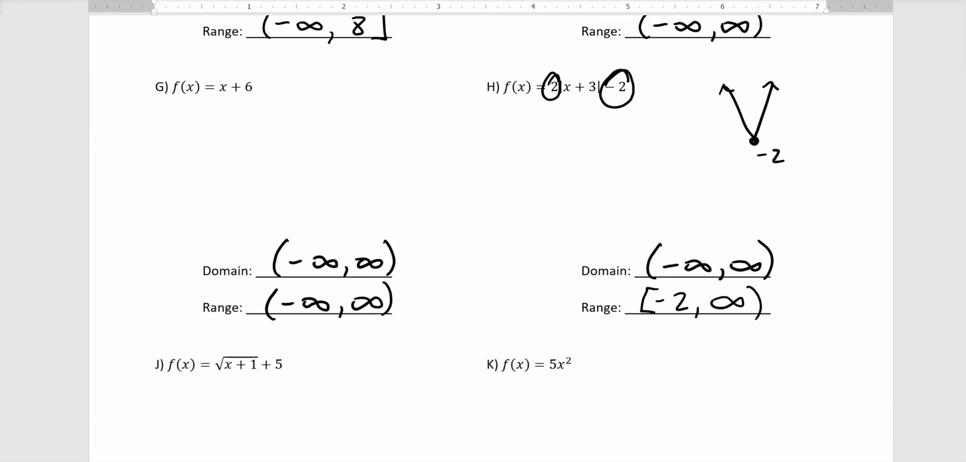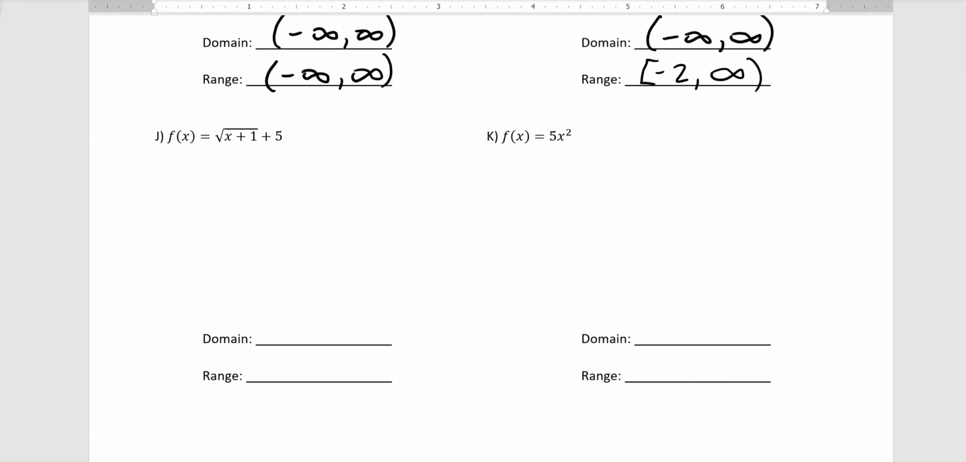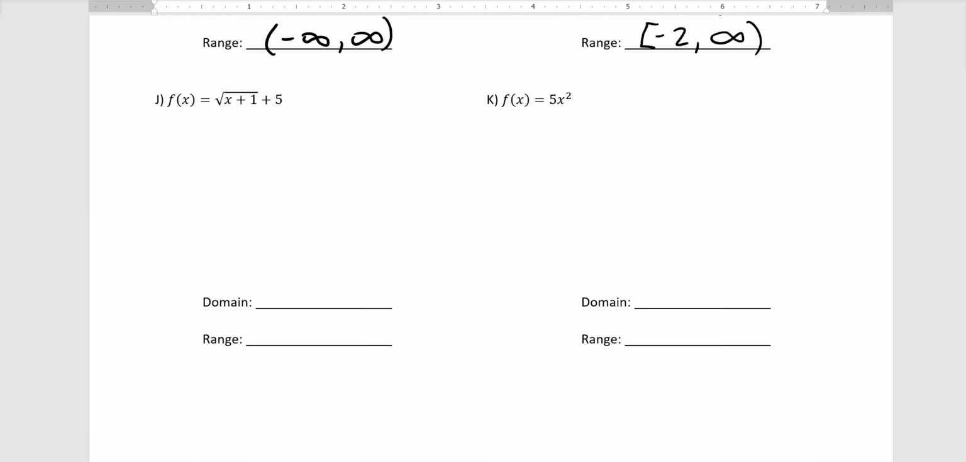All right, very nice. Looking at letter J, the square root of x plus 1 plus 5. Okay, so first of all, square root, by far what I would argue the hardest one, the most difficult one for us to do domain and range because neither of these are going to be -infinity to infinity. So with that being said, let's take a look at how this looks graphically.